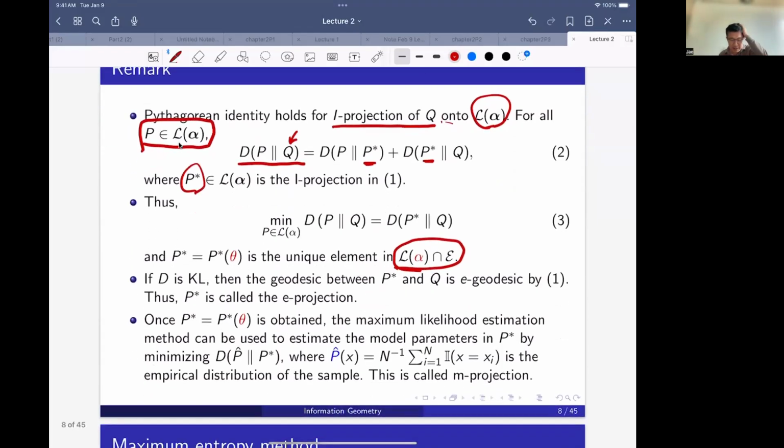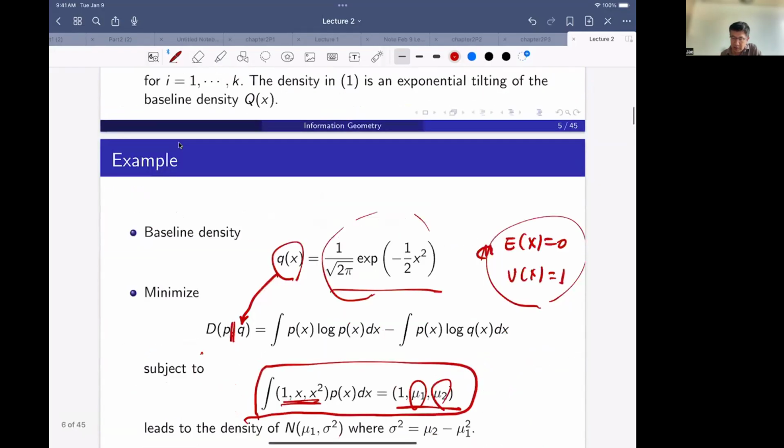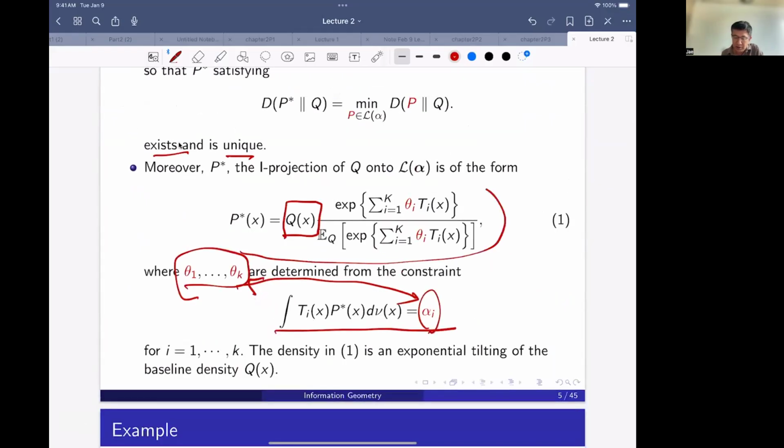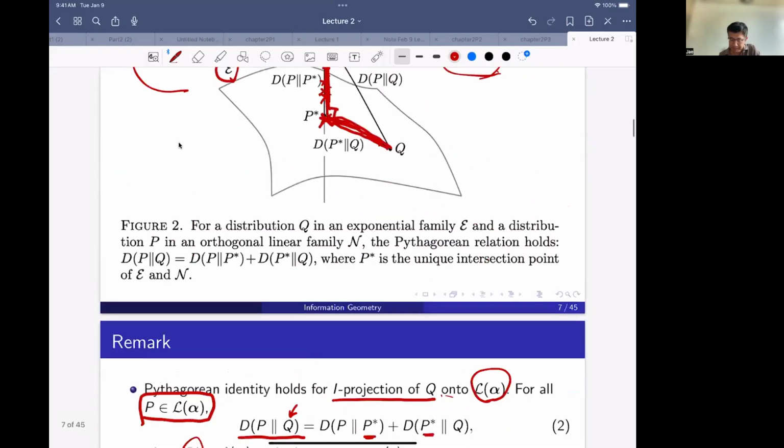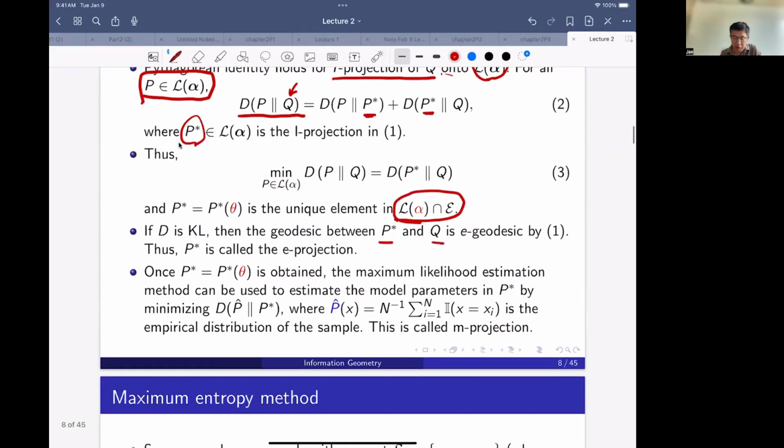And so if D is a Kullback-Leibler, then the geodesic between P star and Q is an E geodesic, given by 1. So what is 1? 1 is this one, right? So the relationship here basically says that P star and Q is an E geodesic, right? So it is called E projection.